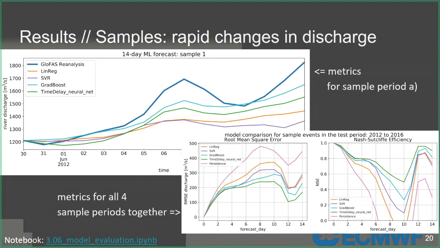And even in this case, the neural net was able to achieve quite good values in terms of Nash-Sutcliffe efficiency, while the other models dropped significantly in their metric.